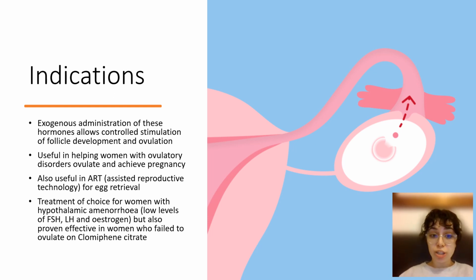As well as ovulation induction, it's also useful in ART, which is assisted reproductive technology, such as IVF. So we use drugs like gonadotropins to induce ovulation in women, to produce lots of healthy eggs for egg retrieval, which would then be combined with sperm to produce embryos, which can then be implanted into the lady's uterus.